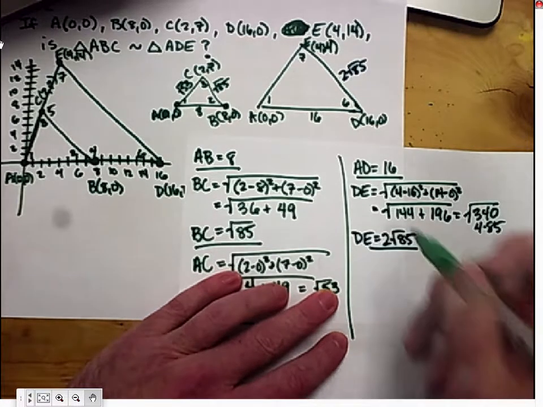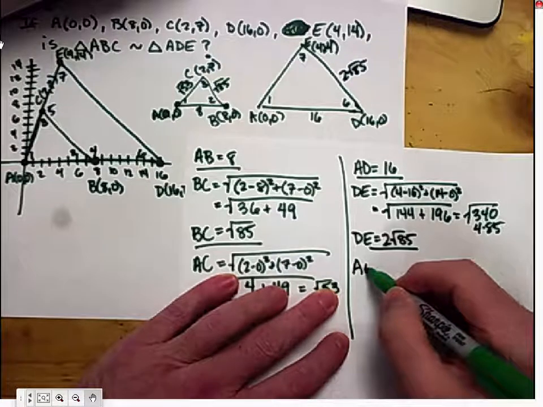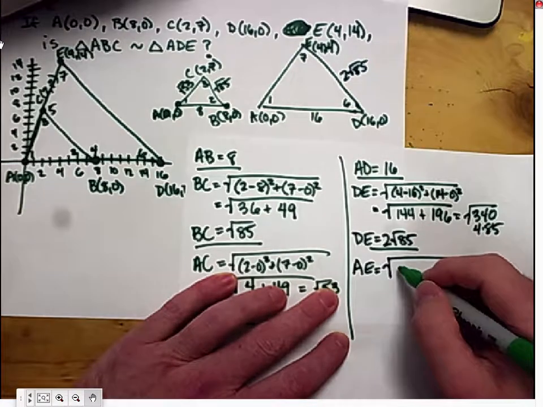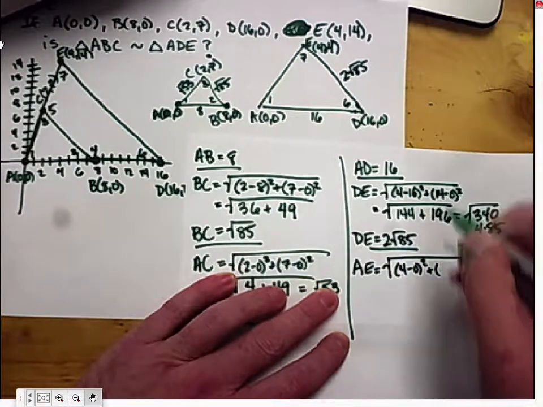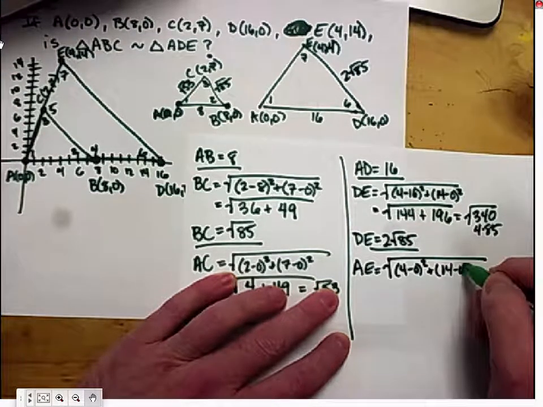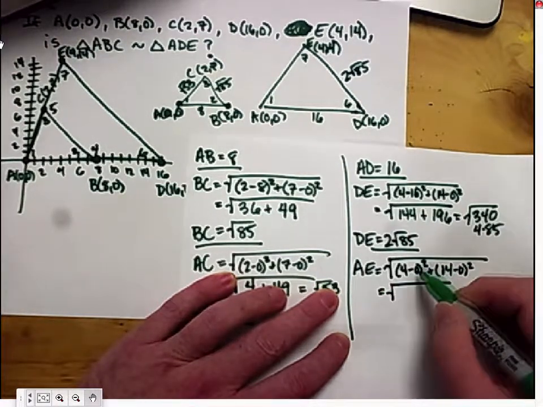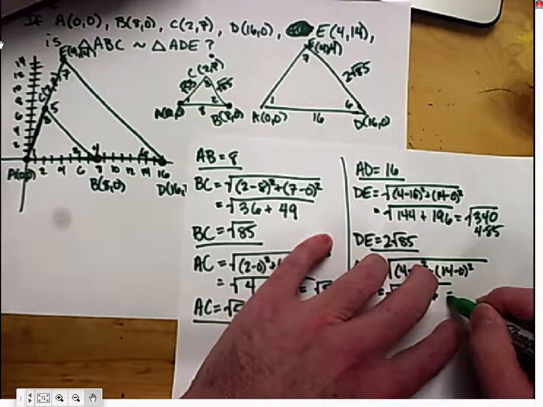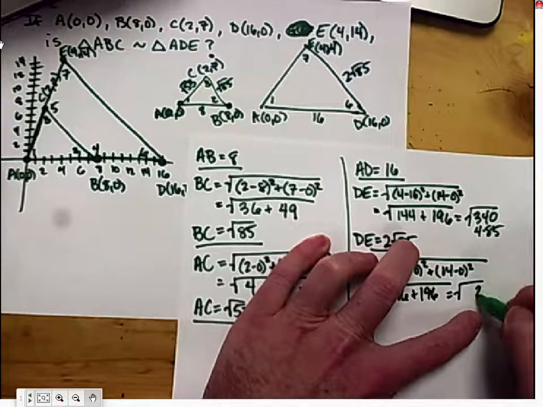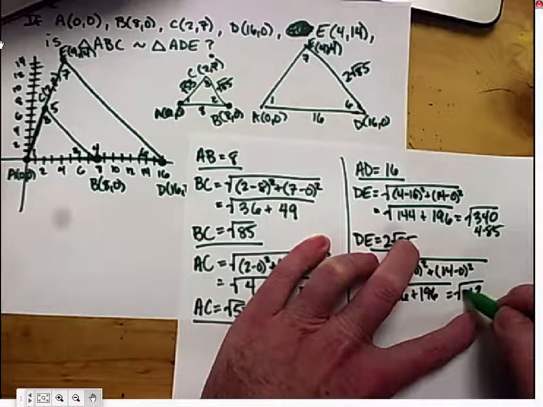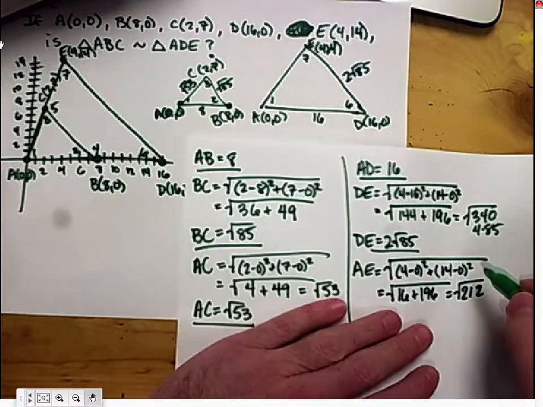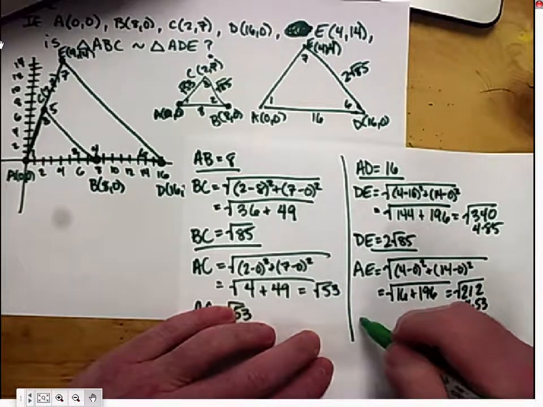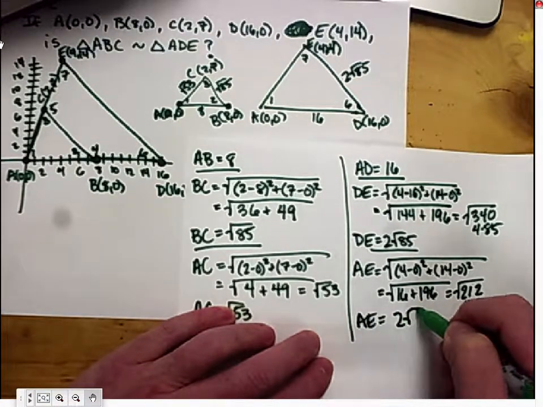Okay. The last one we need is AE. Going to need to use the distance formula. Square root of difference in the x's squared, 4 minus 0 squared, plus difference in the y squared, 14 minus 0 squared. That is the square root of 4 squared is 16, plus 14 squared is 196. That is the square root of 212, which happens to be 4 times 53. So what's the square root of 4? So this is 2 square root of 53.